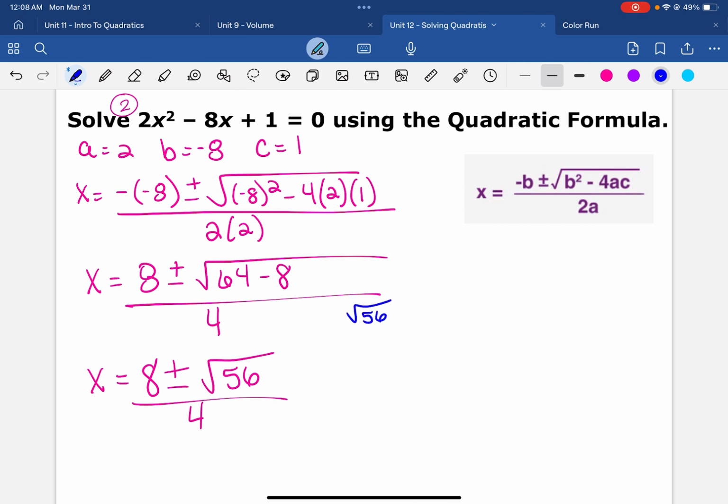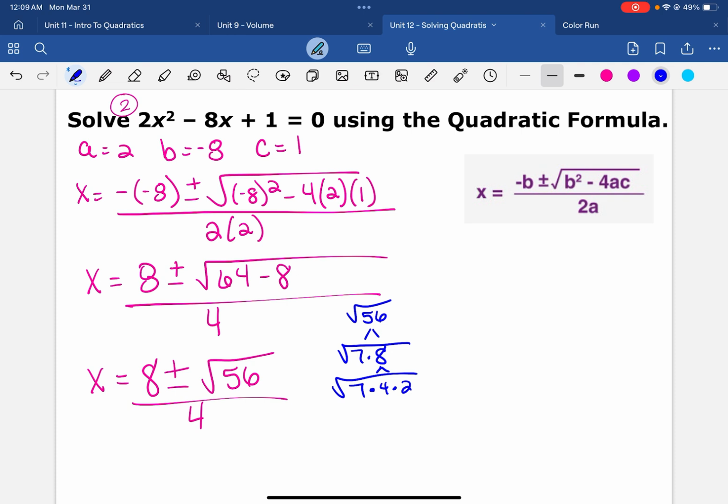Remember what we talked about? We're going to break it down. What two factors do you think of when you multiply together to get 56? I think of 7 times 8. Are either of those a perfect square? Nope. But can we break anything else down? 7 doesn't break down because it's prime. So square root of 7 times, but I can break down 8 into 4 times 2.